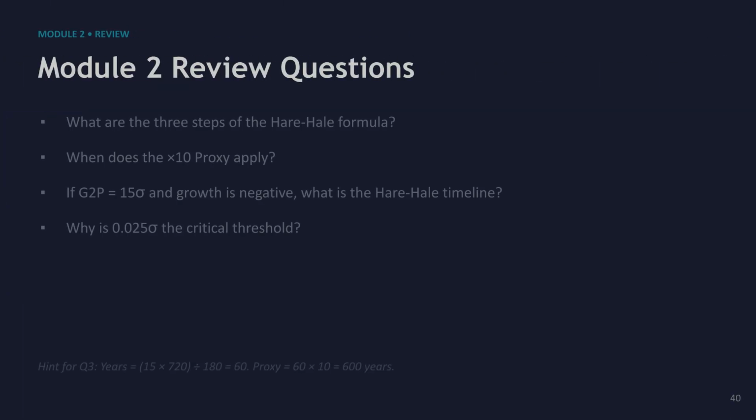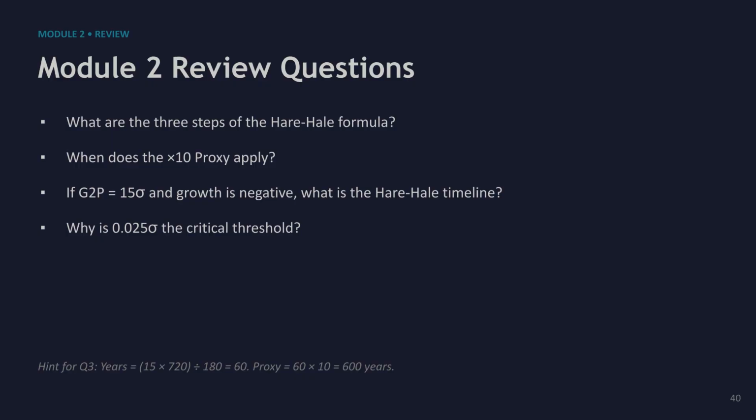To wrap up Module 2, consider these review questions. What are the 3 steps of the formula? When does the proxy apply? And what is the significance of the 0.025 sigma threshold?